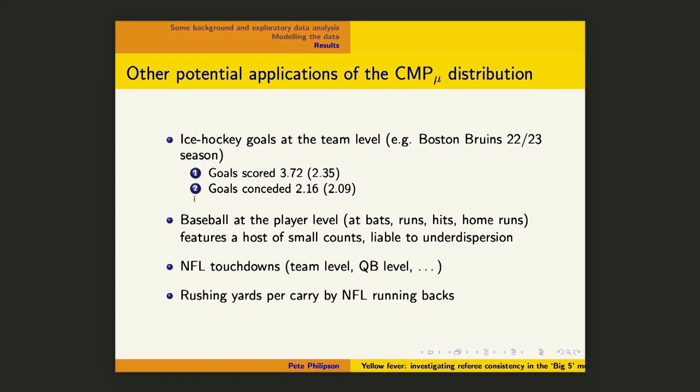So just to wrap up, I've looked at yellow cards, but I would argue that the CMP mu distribution could be applied in lots of other places. So I did a brief bit of work on this over the last few weeks just to try and give a bit more of a US context.